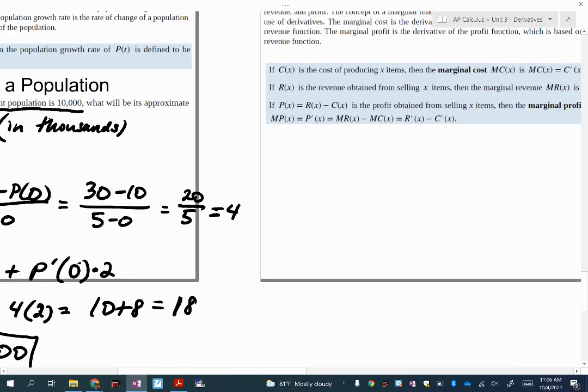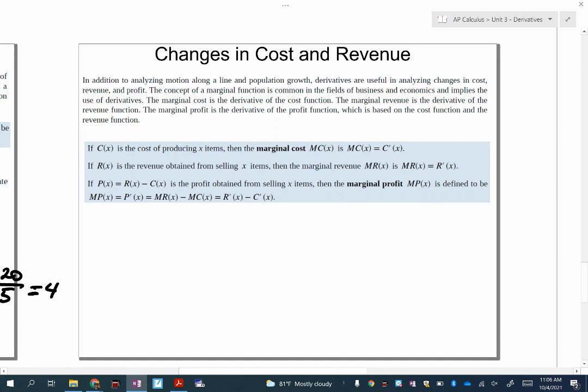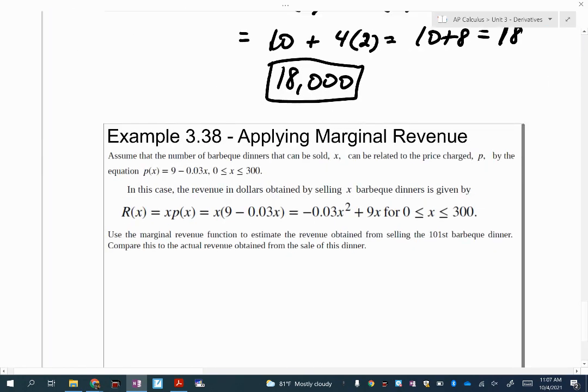Okay? Now this last example has to do with changes in cost and revenue. And I started talking a little bit about this in one of our examples from last week. But the idea here is that anytime you see the word marginal, you should be thinking that this is the derivative of whatever they're saying. So the marginal cost is the derivative of the cost function. The marginal revenue is the derivative of the revenue function. The marginal profit is the derivative of the profit function. And there's a lot of notation in here that we'll be talking about as we go forward. Okay, so let's try this example.